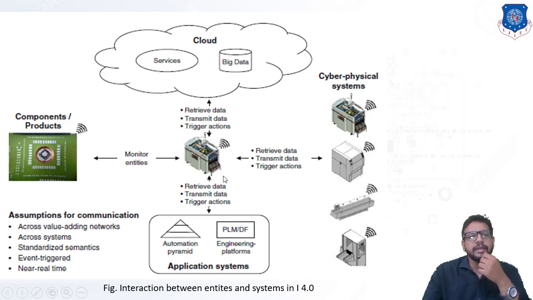Okay, then again we can say that this component placement device can even communicate with a solder paste device. It can retrieve the data, transmit the data, and trigger the action. Similarly, it can monitor the entities or products which are produced. And also this component has an interface with our application system, that is our engineering platform or automation pyramid, where it can retrieve data, transmit data, and trigger the action. So this is how we can say that all these electronic devices are Wi-Fi enabled and are connected with our cloud services and big data technology.